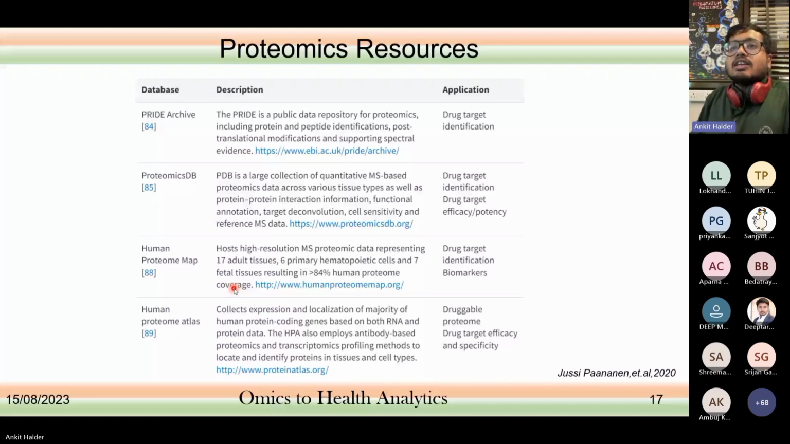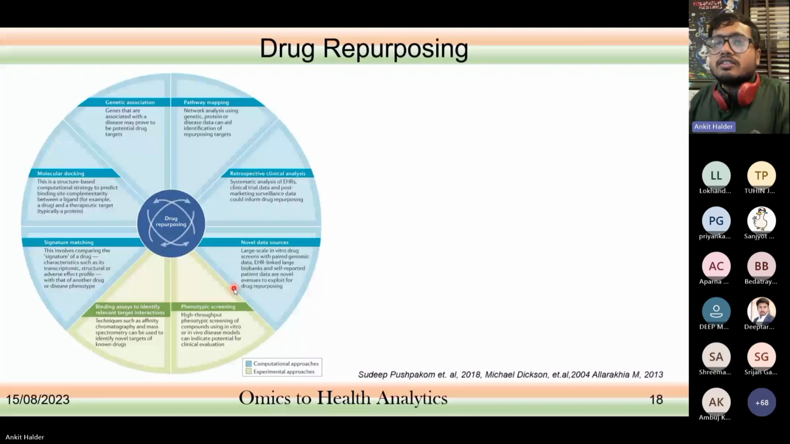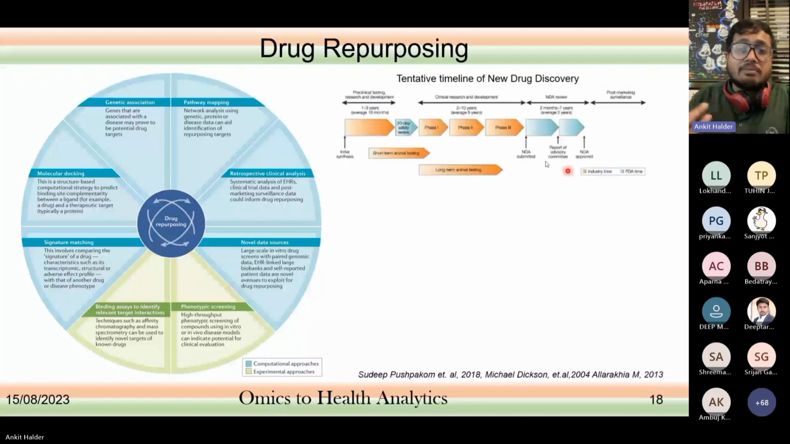Another example is drug repurposing. This is an important concept. We know that the timeline of drug discovery is a minimum of around 15 to 20 years, going through target identification, lead optimization, then the different phase 1, phase 2, phase 3 trials, and then the FDA approvals.